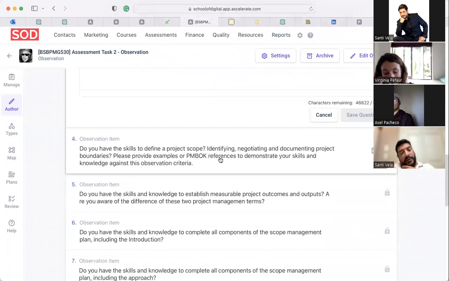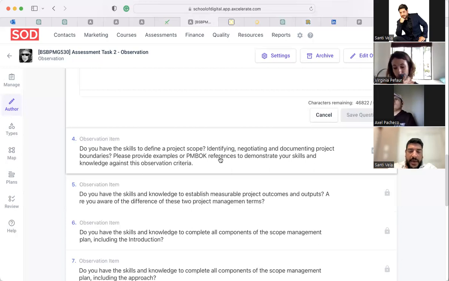All right. Do you have the skills for project management in Virginia? Usually we say the project scope is one of the easiest terms to define in project management, but at the same time, one of the most difficult ones to agree on. Why?